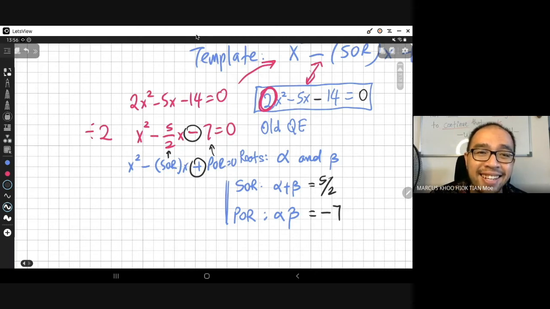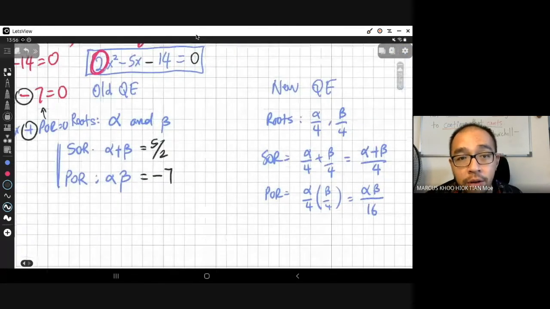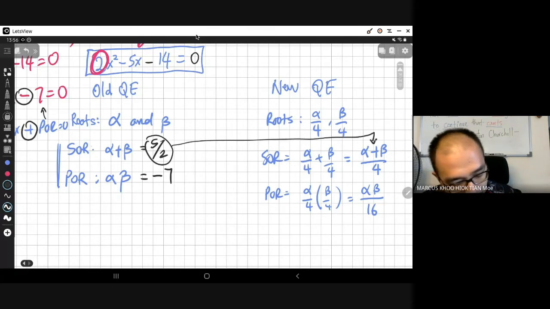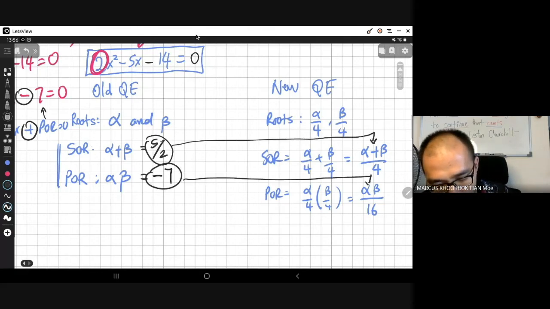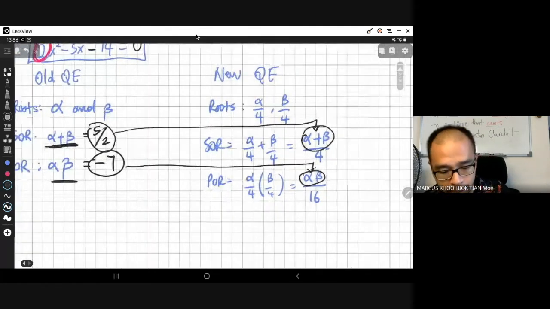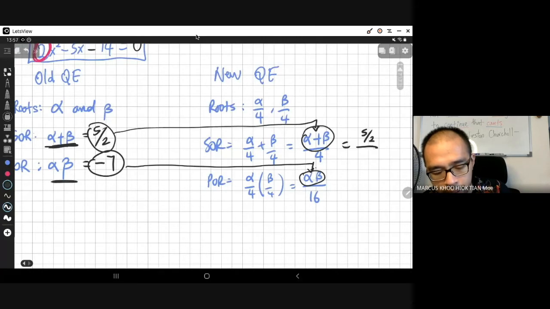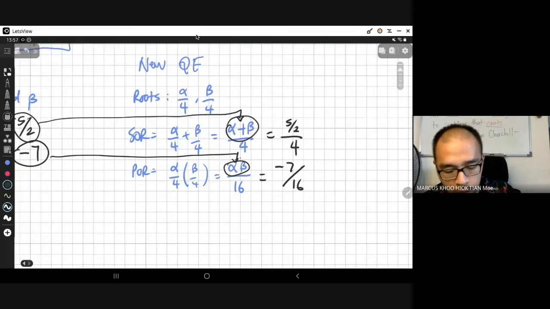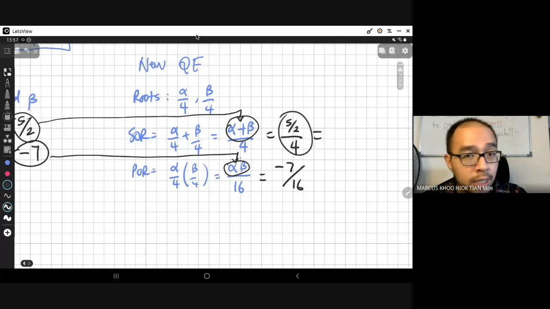Now, since we have the value of alpha plus beta and alpha beta, bolehkah kita gantikan ini ke dalam sini dan ini ke dalam sini? Sebab ini adalah alpha tambah beta. Ini adalah alpha beta. So my new sum of the roots is 5 over 2 bahagi 4. Dan ini adalah product of roots is negative 7 over 16. So, can somebody calculate this for me please? 5/2 bahagi 4.